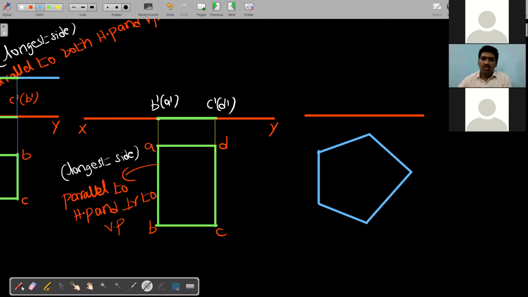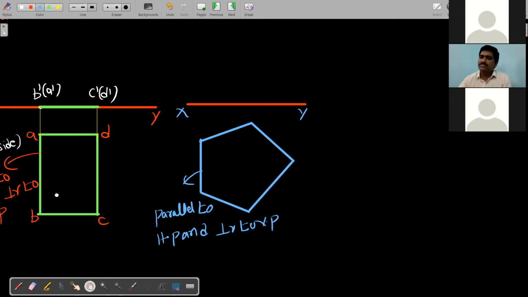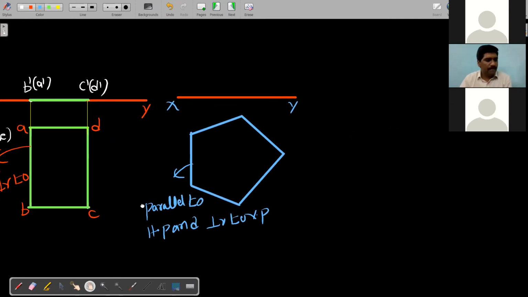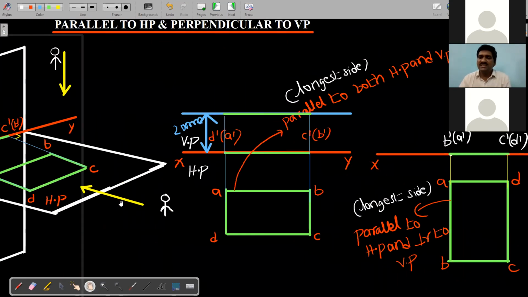Now this is the XY line. This side is perpendicular to XY, parallel to HP, that is okay. Parallel to HP and perpendicular to VP. That is the case. Understand, Vijeta? Okay. Yes, sir. Right. Any more doubts you can ask, all of you?